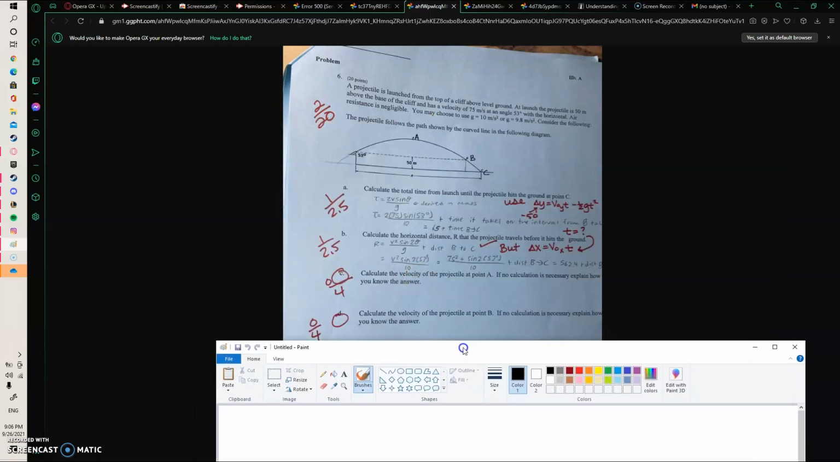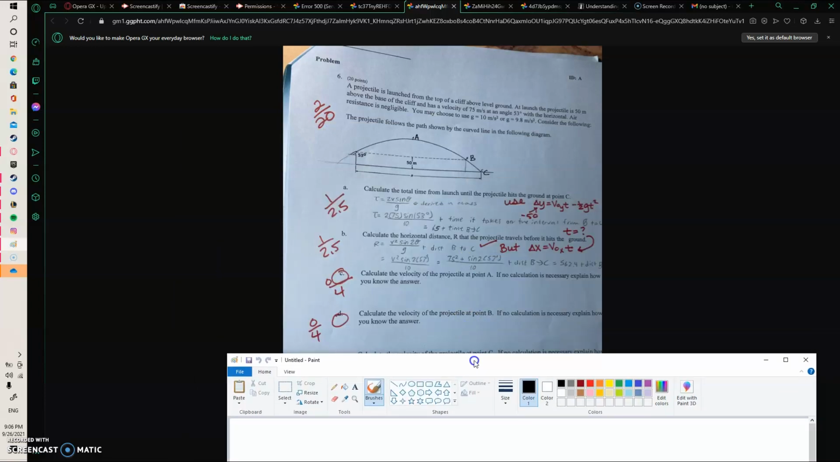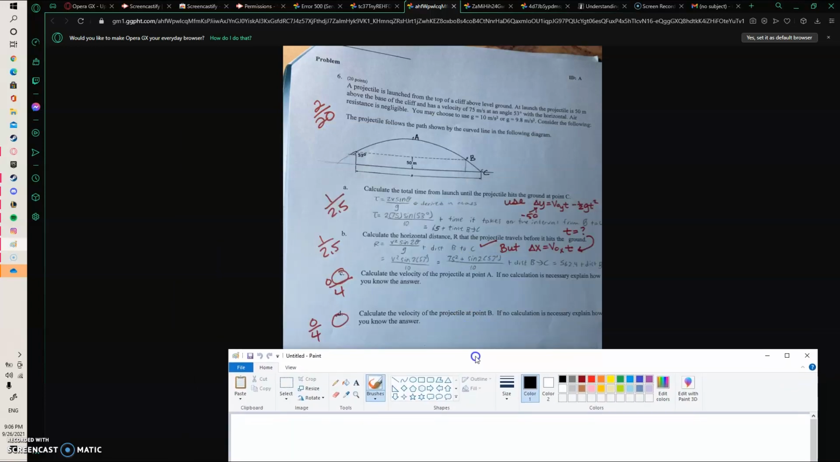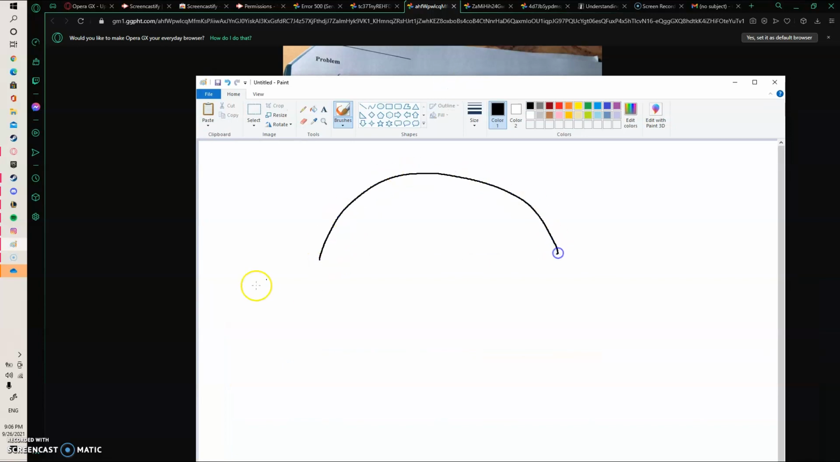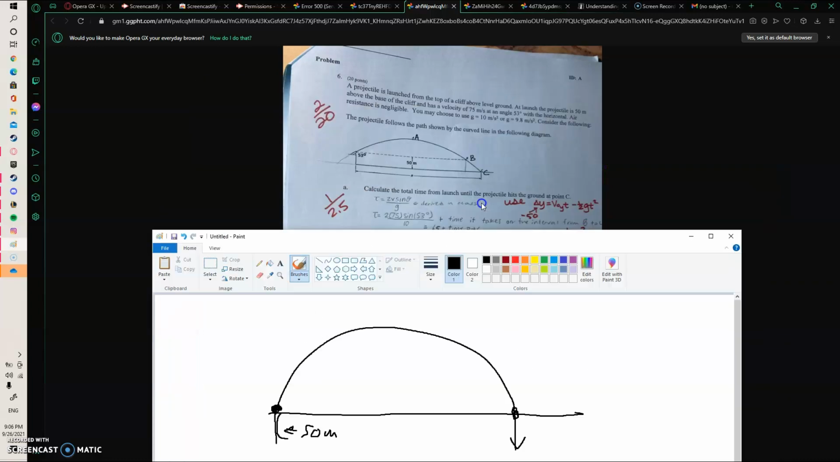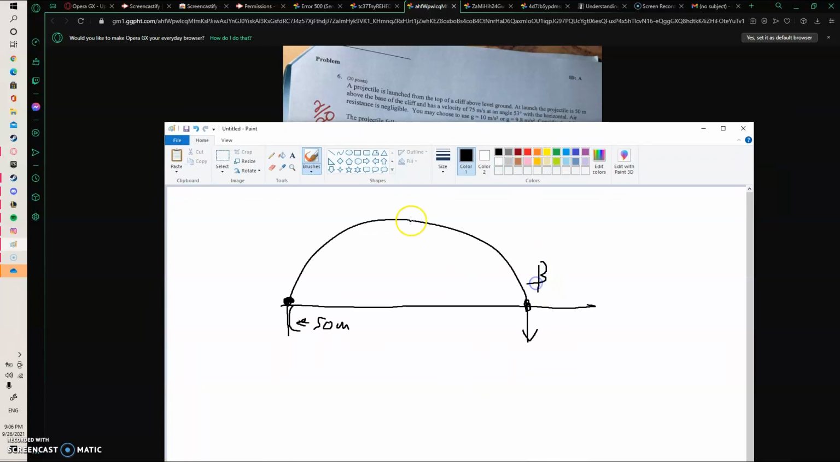For the next question, we want to know the velocity of the projectile at point B. Hold on a second. So this is negative 50 meters. This little part is 50 meters. I'm just redrawing the diagram. And this is where the projectile is launched. And this is point B. And this is A, and this is C.